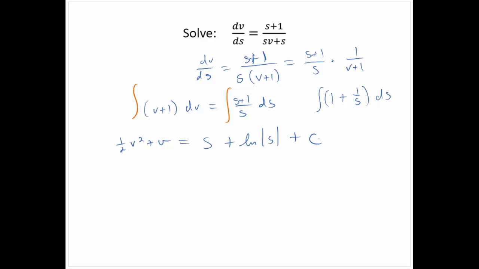And this would be very difficult to solve for v because it is quadratic and it does have that linear term. So we won't solve this. We won't try to isolate the v. We'll just leave it as is.